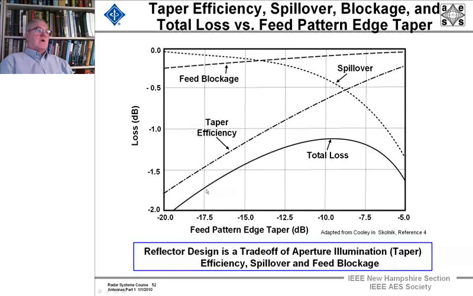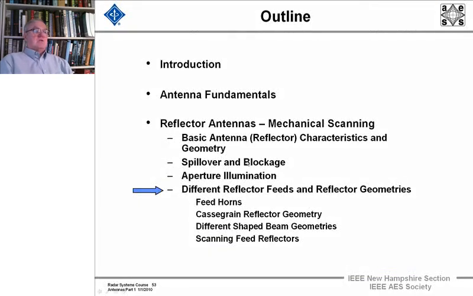And when you add them all up, you've got this line, which is your total loss. But remember, this is 0 up here, so you can get to a loss of about 1.4 dB for the antenna. This is taken from a paper Cooley wrote on this, and Skolnick in reference 4 has this photograph, re-rendered to give you the idea that you have to trade these things off.